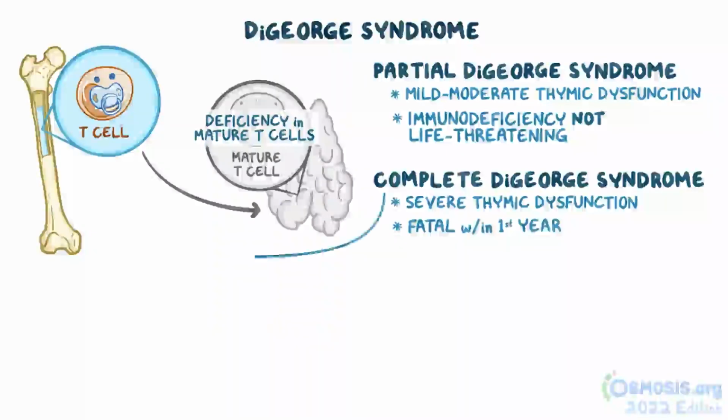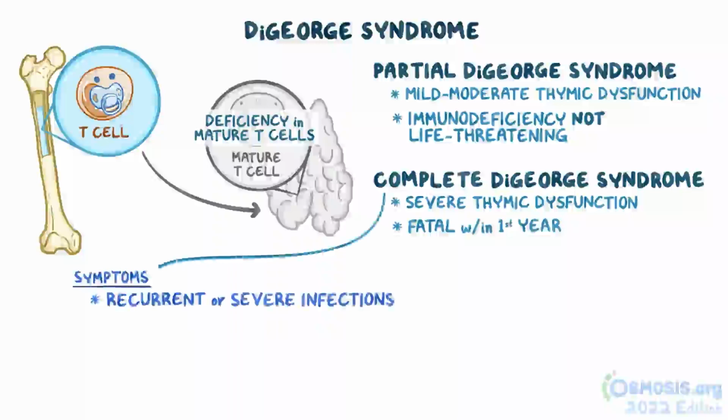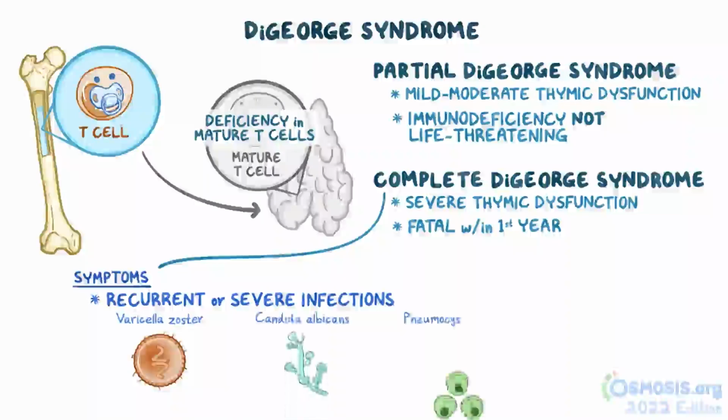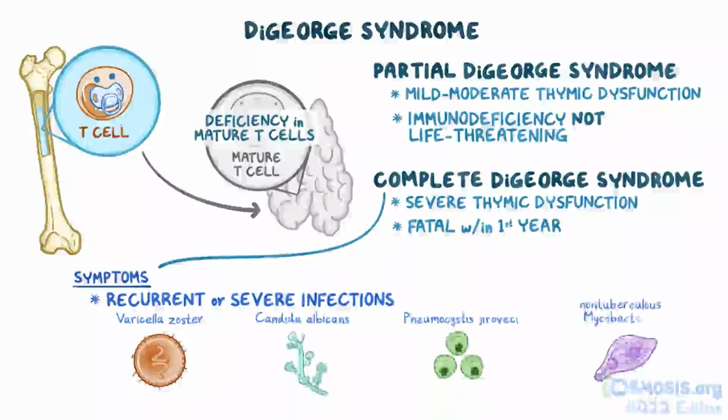Often, within 6 months of age, an infant begins having recurrent or severe infections from common viruses like varicella zoster virus, or opportunistic fungi like Candida albicans and Pneumocystis jirovecii, and bacteria like non-tuberculosis mycobacteria.